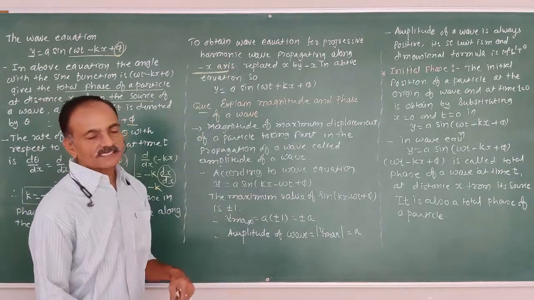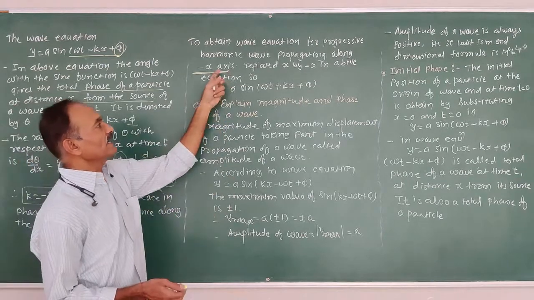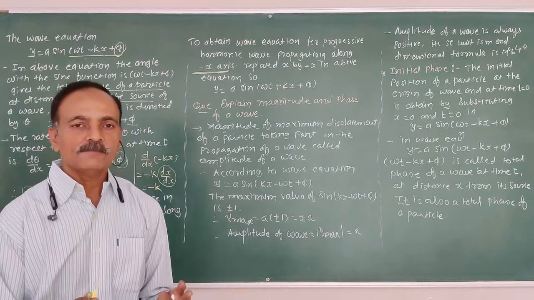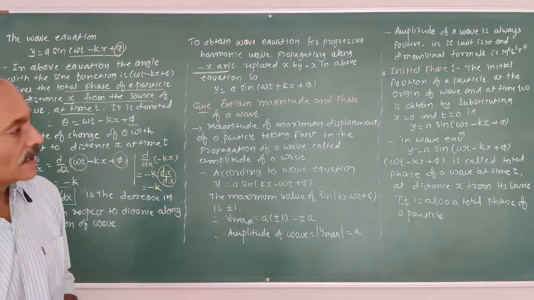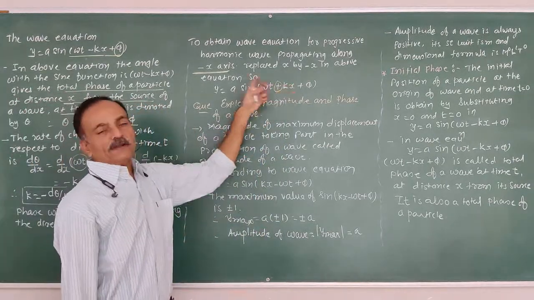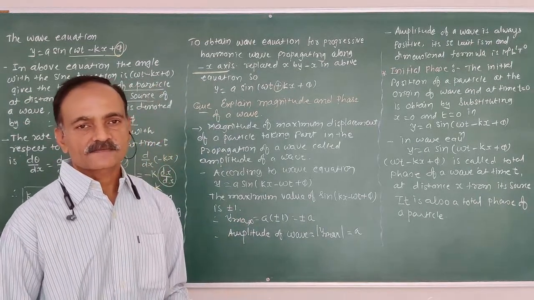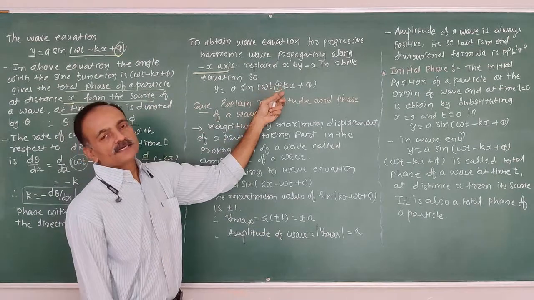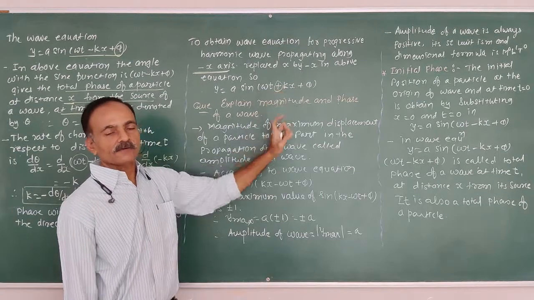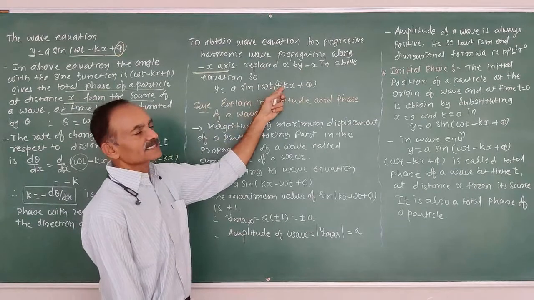Therefore, the wave equation for a progressive harmonic wave propagating along the minus x direction is y is equal to a sine omega t plus kx plus phi. Here only the change is this. From the sign of x, we can judge in which direction the wave is propagating. If there is a negative sign, the wave is propagating in the positive x direction. Here this term is positive, therefore we can say that the wave is propagating along the minus x direction.